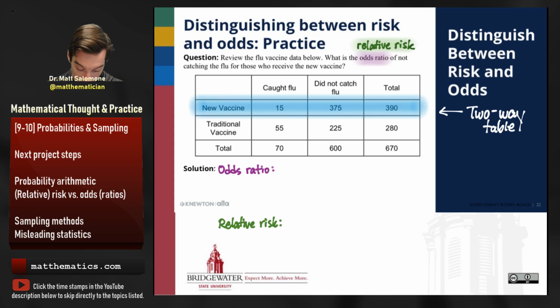So I want to think about dividing up my data here into these two groups. I'm going to color code them blue and orange here. So my blue group, I'm going to call N. This is my group who received the new vaccine.